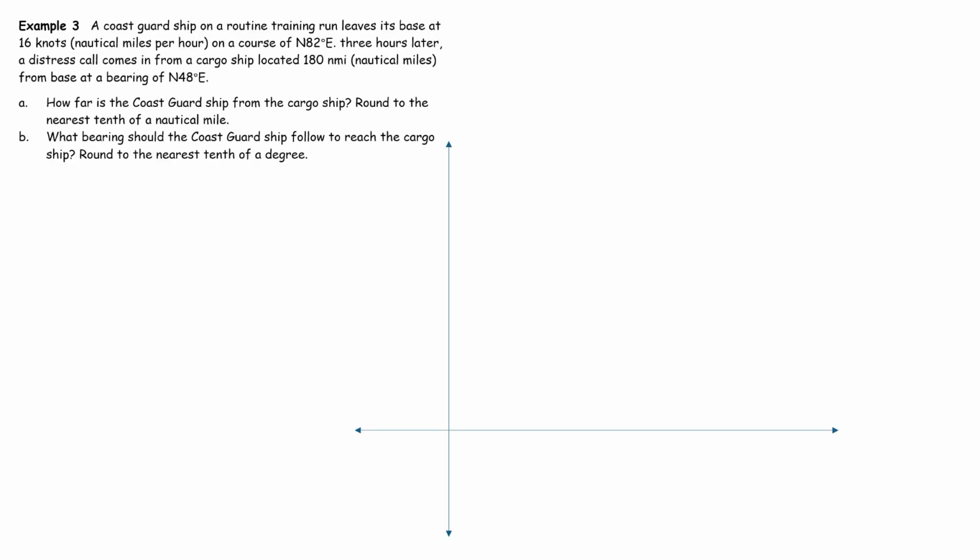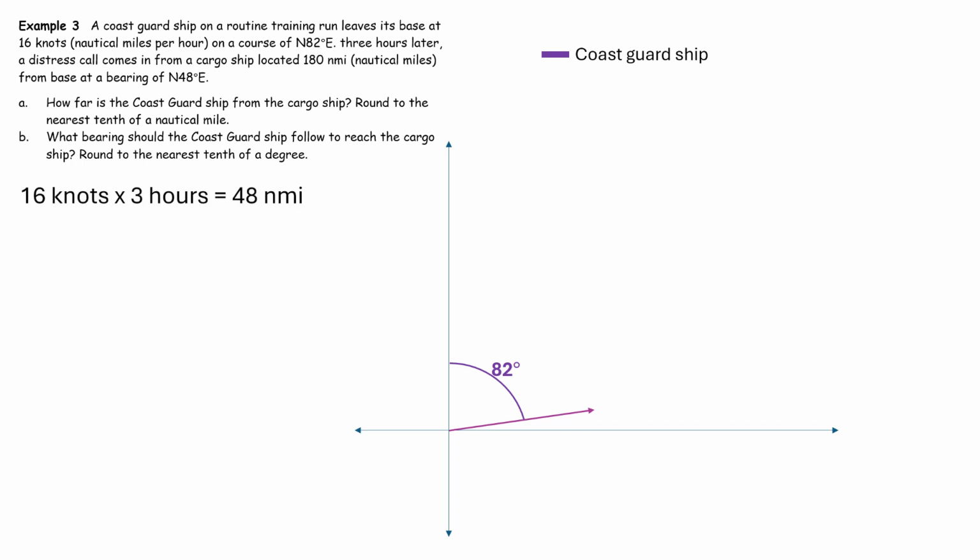Okay, a Coast Guard ship on a routine training run leaves its base at 16 knots on a course of north 82 degrees east. 3 hours later, a distress call comes in from a cargo ship. So 16 nautical miles per hour times 3 hours is 48 nautical miles. So that ship will have gone 48 nautical miles.